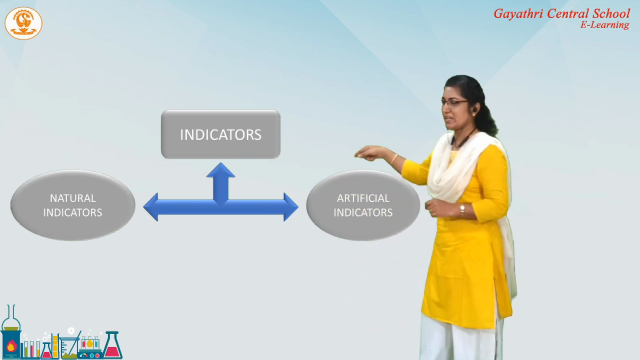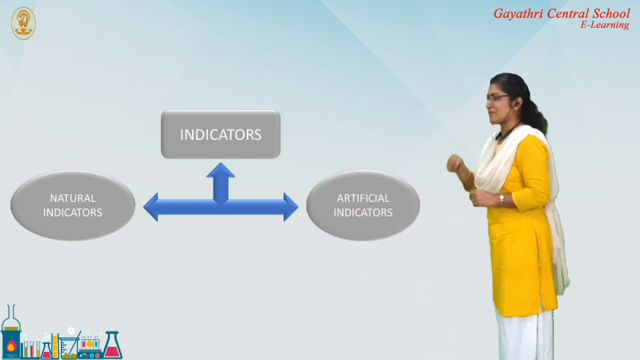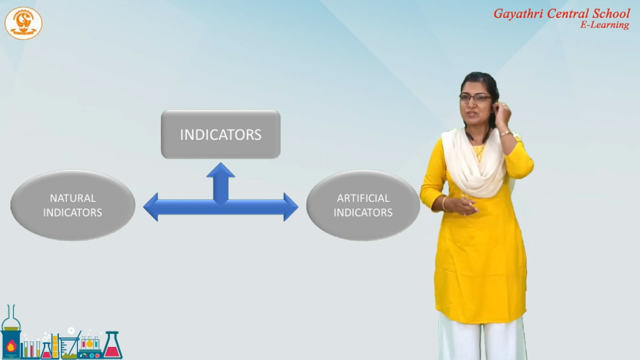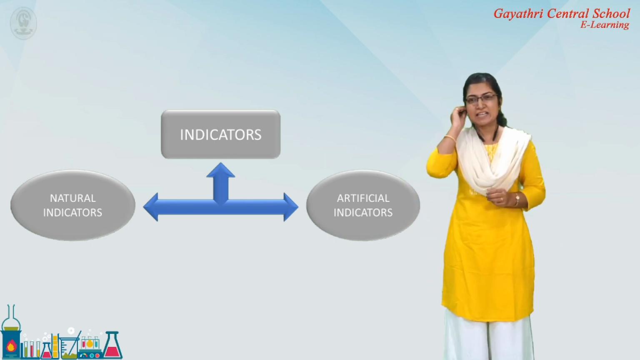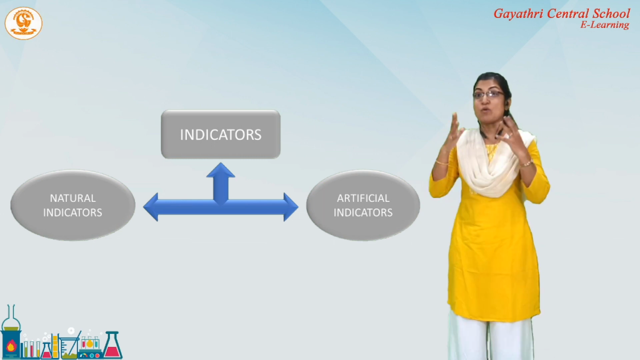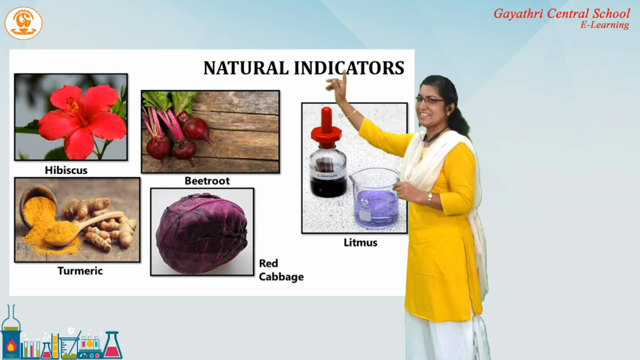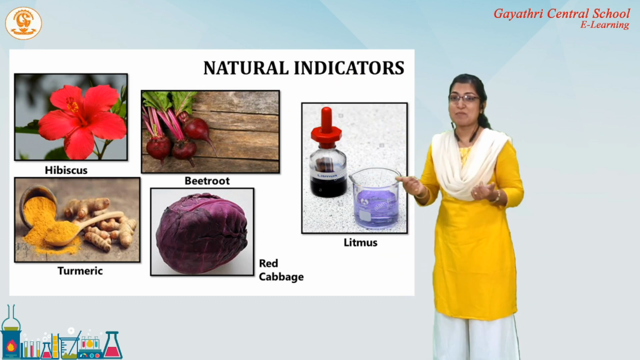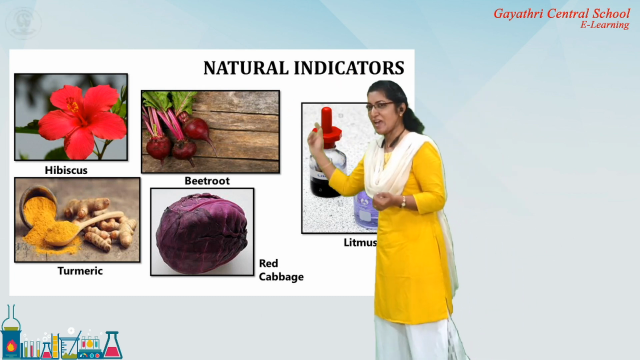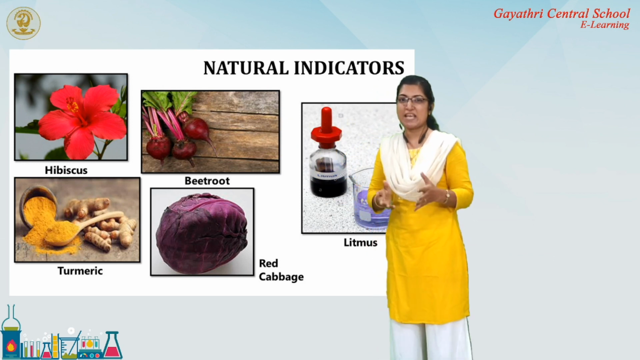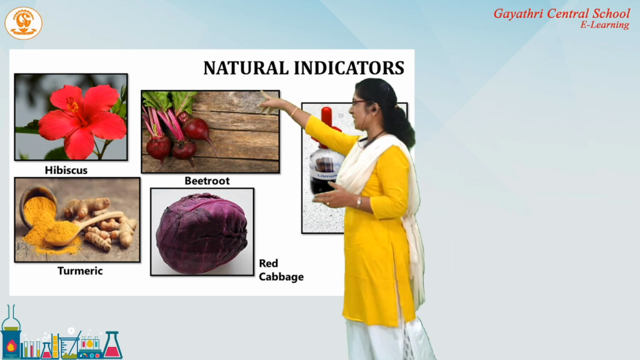The other type of indicators we call artificial indicators. So two kinds of indicators are there: natural indicators and artificial indicators. Okay, now what are natural indicators? Natural indicators are those that we obtain from nature. The indicators which we obtain from nature are called natural indicators.